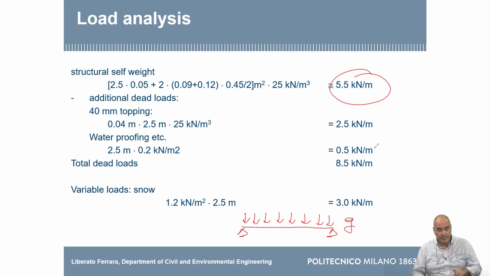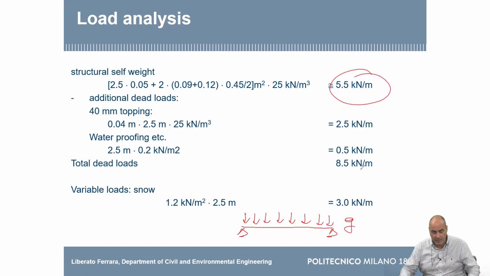Also, just have a look here. The 5.5 kilonewton per meter. Try to just calculate this number here, 2.5 times 0.05 times 25, just to see the self-weight of the element, how much pertains to the slab and how much to the stems. 3.125. So you see 60% of the self-weight is just that thin slab and 40% are the stems.